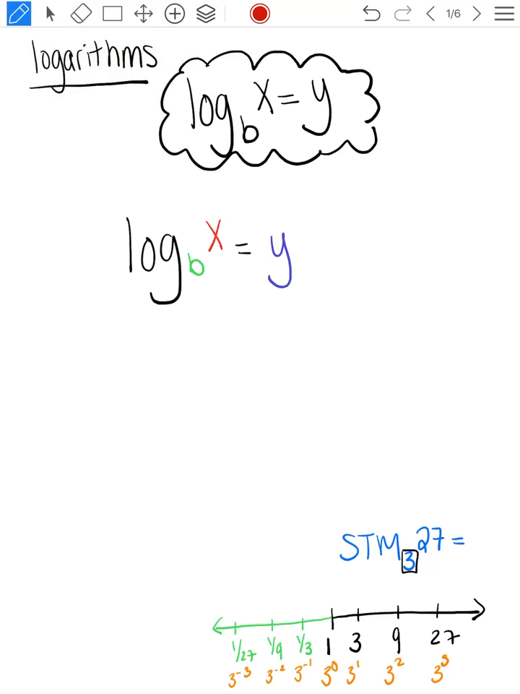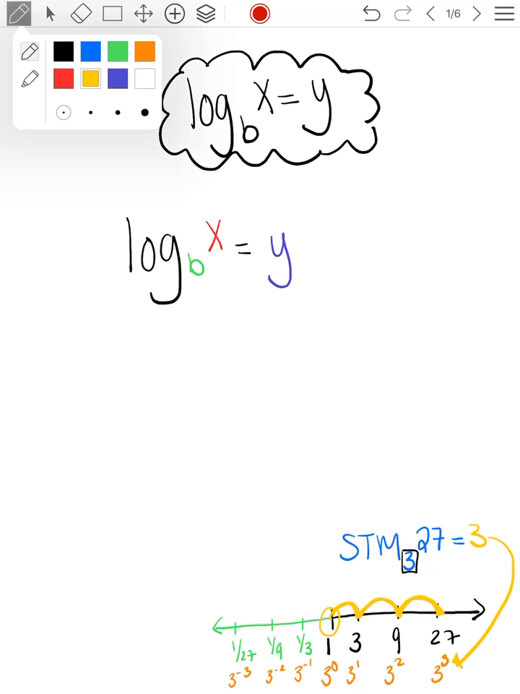We also talked in terms of jumps. So if we said we're trying to figure out STM base 3 of 27, that means starting from 1, how many jumps does it take to get to 27? Well, it would take 1, 2, 3 jumps, which is where this 3 as an exponent comes from for 3 to the third power. Then towards the end of today's lesson, we talked about how STM is not a real mathematical thing. Well, the thing is real, but the notation STM is not.